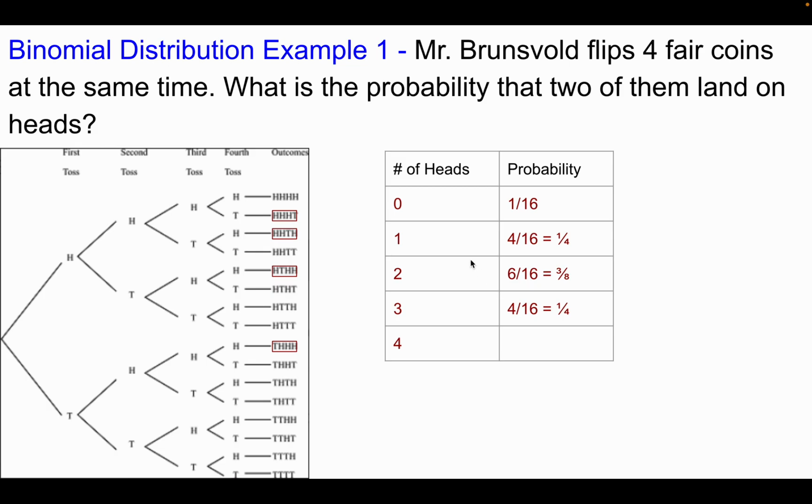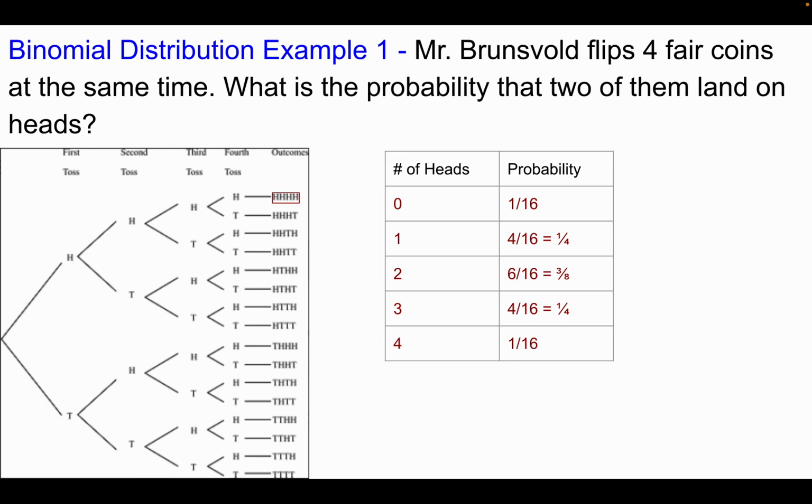If you want 3 heads, that's sort of like the same as getting 1 heads. You have a 1 in 4 probability of that, or 4 in 16. And then 4 heads, that's the same as getting 0 heads. You have a 1 in 16 probability of it. Okay, so hopefully that makes sense looking at all the outcomes.